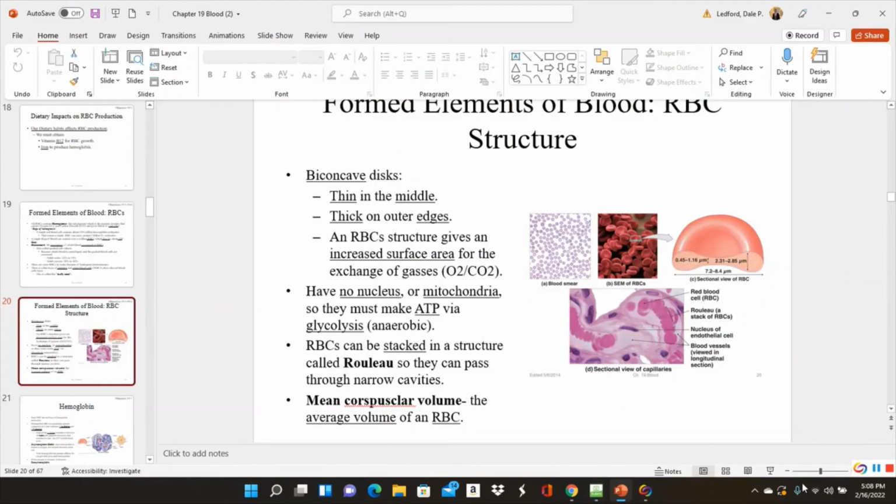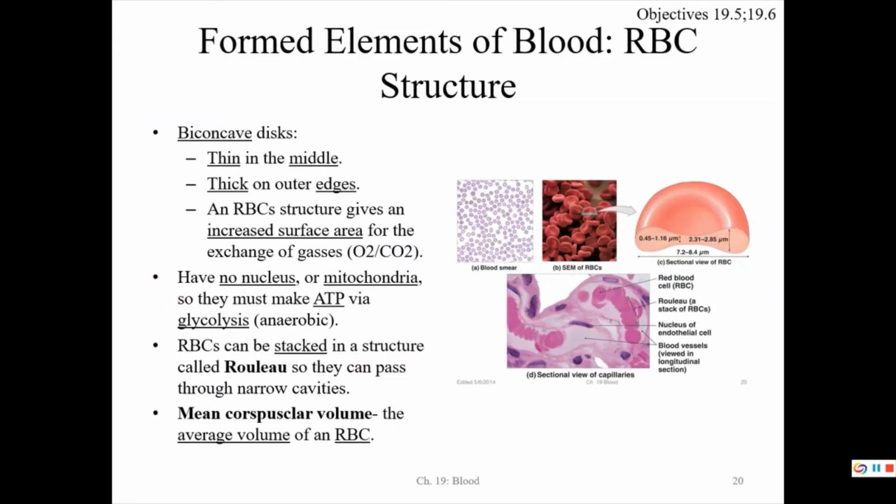Now that does matter. They have no nucleus, no mitochondria. They make ATP through glycolysis, which is an anaerobic process. This gives them increased surface area, where they're thick on the edges and thin in the middle, like pizza. It's the increased surface area for gas exchange. They can fold up and stack. They can stack up in what's called a rouleaux.